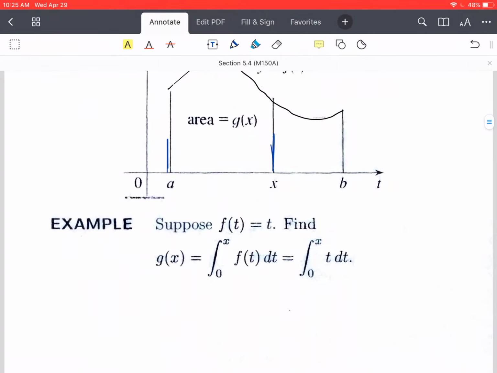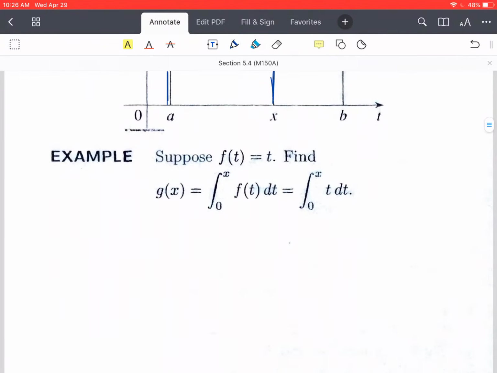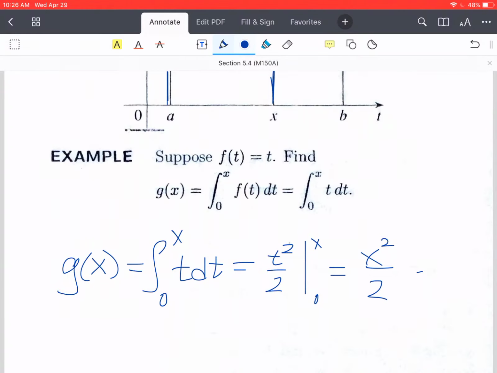So suppose f of t equals t, and find g of x, where this is the integral from 0 to x of f of t dt. So g of x equals the integral from 0 to x of t dt. So take the antiderivative, so that's t squared over 2, evaluated from 0 to x, which gives us x squared over 2 minus 0 squared over 2. So really it's just x squared over 2.